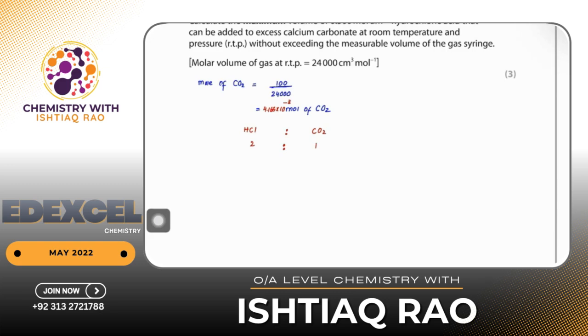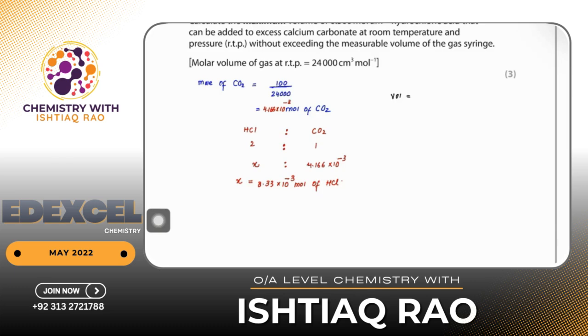So if this is the mole of CO2, that is 4.166 multiplied by 10 raised to the power minus 3, this would be x. So x would be equal to this value multiplied by 2, that would be 8.33 multiplied by 10 raised to the power minus 3 mole of HCl. I have to find out the volume of HCl.